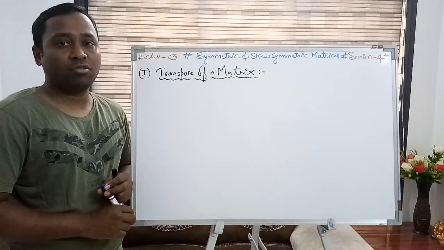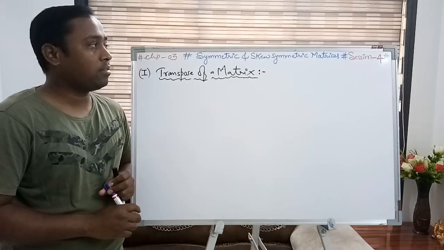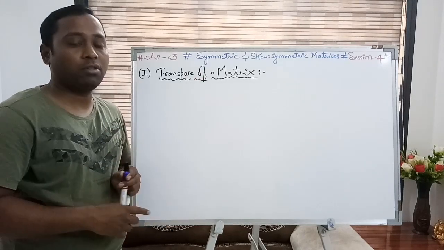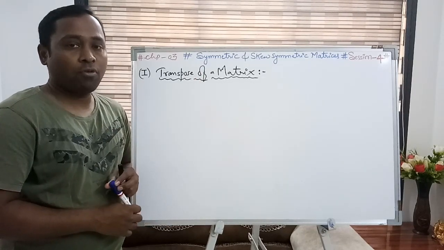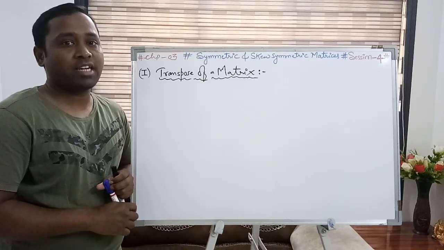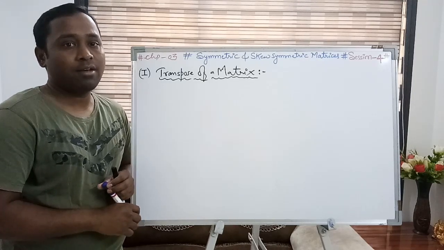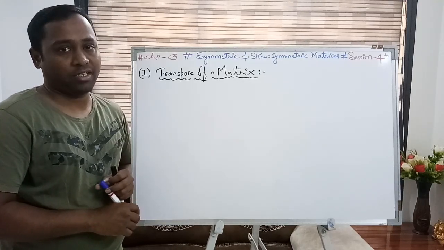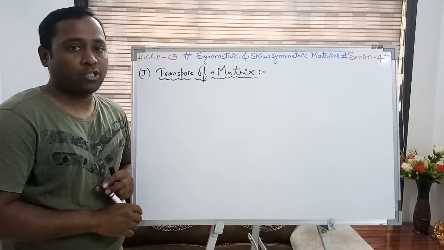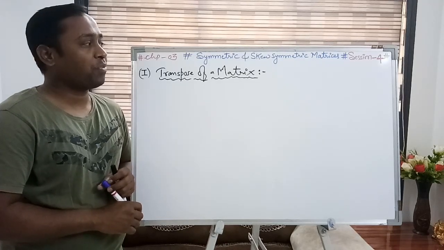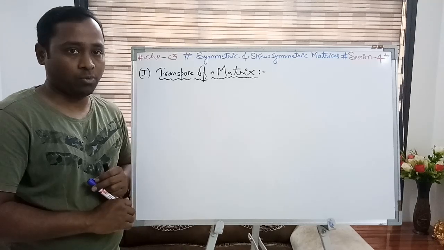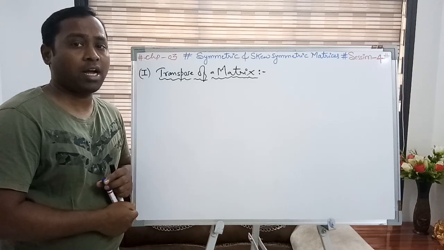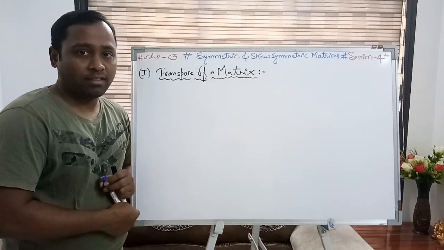So let's have some discussion today about the symmetric and skew symmetric matrix in this session, session number 4. Before understanding the concept of symmetric and skew symmetric matrices, first we need to understand the concept of transpose of a matrix. What is meant by transpose of a matrix, and some fundamental properties of transpose, and then we'll introduce the types of symmetric and skew symmetric matrices.